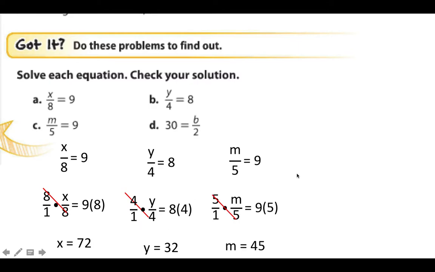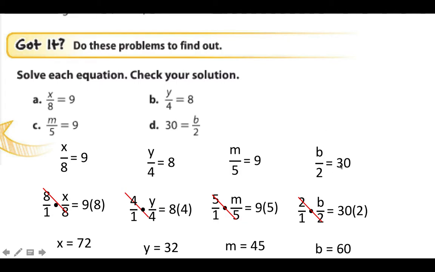Look at C. We're dividing m by 5, and it should equal 9. That means I'm multiplying both sides by 5. I multiply one side by 5, those 5's cancel out, and I have my variable by itself, and 9 times 5 is 45. Last one.